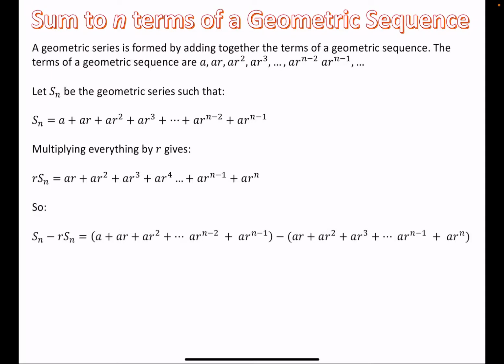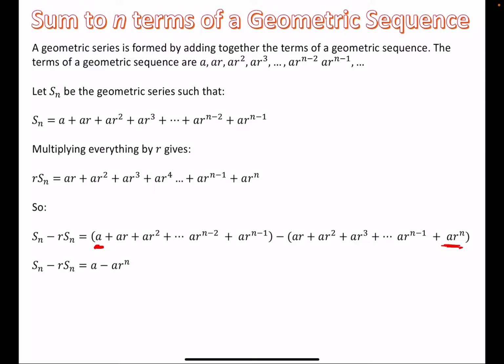So by actually subtracting these from each other, again, don't worry too much about all this. This is just going to narrow everything down, because by taking a bunch of things away, then we have less stuff. Okay, so what happens here, if we take rSn away from Sn, then we're actually just left with a minus ar to the power of n. You can see here, everything kind of disappears apart from the a and the ar to the power of n. In which case, Sn minus rSn equals a minus ar^n.